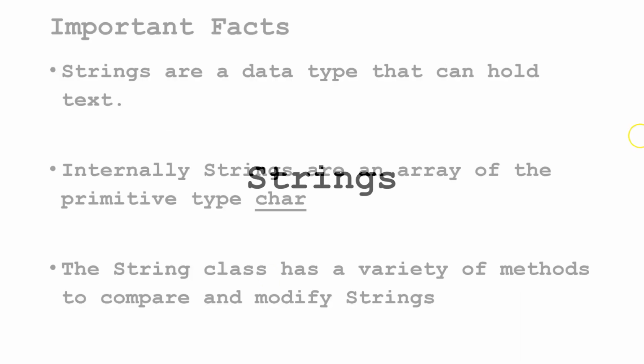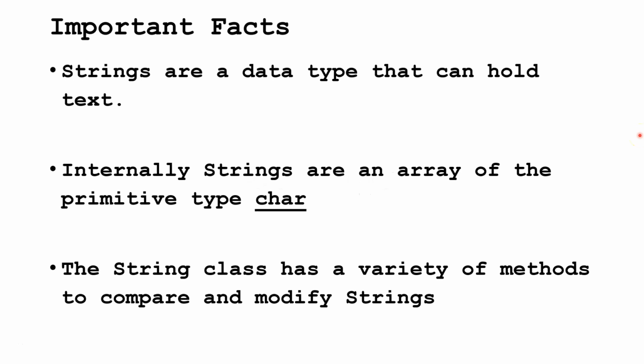In this Java tutorial, we're going to learn about the String class. Some important facts to know. Strings are a data type that can hold text. Internally, strings are an array of the primitive type char. The String class has a variety of methods to compare and modify strings. You can look up all the methods in the class online on Oracle's website.